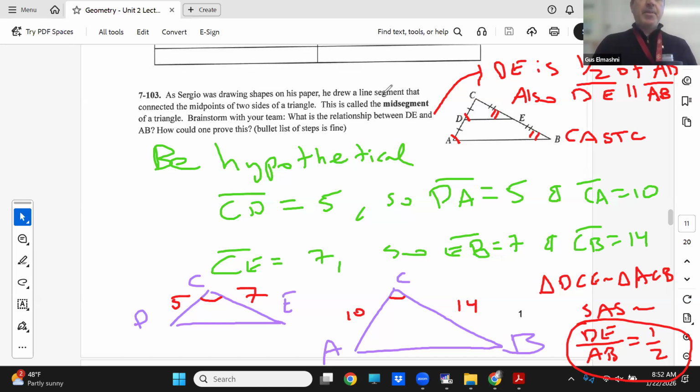So whenever you have a mid-segment, expect this to happen. Whenever you have a mid-segment, expect the mid-segment to be half of the base of the bigger triangle and expect them to be parallel. Because once you've proven the similarity, we know the corresponding angles are congruent as well. Hence, corresponding angles for parallel lines, right?